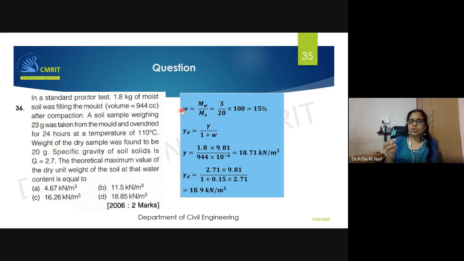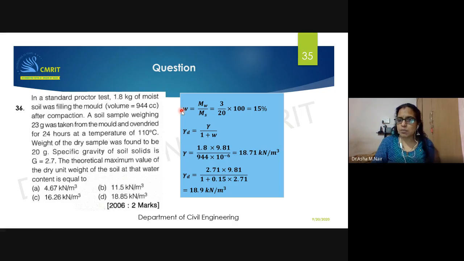The next one is going to be rho d. Rho d is equal to rho by 1 plus w. Gamma d is equal to gamma by 1 plus w. And gamma is equal to 1.8 into 9.81 divided by 944 into 10 to the power of minus 6. So, the answer that you will be getting will be how much? You will be getting it as 18.71 kilonewton per meter cube.